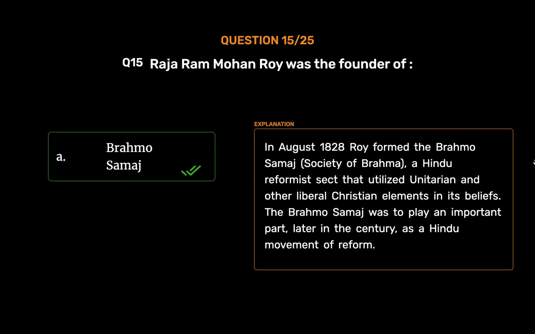Brahmo Samaj. In August 1828, Roy formed the Brahmo Samaj, Society of Brahma, a Hindu reformist sect that utilized Unitarian and other liberal Christian elements in its beliefs. The Brahmo Samaj was to play an important part, later in the century, as a Hindu movement of reform.